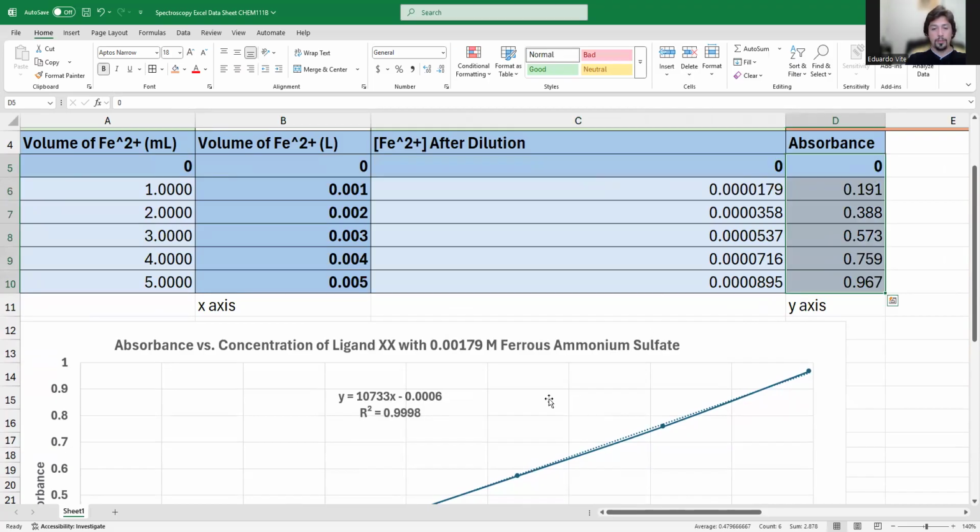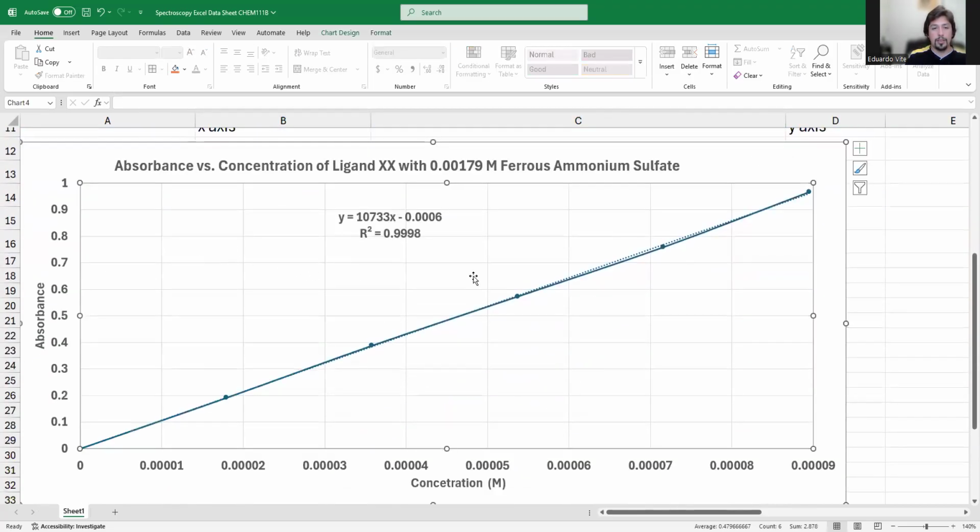You're going to insert your graph. You're going to get this chart. You're going to do a trend line. You're going to give me the equation of the trend line. You should get something in the 10 to 15,000s. You are in the thousands right here.